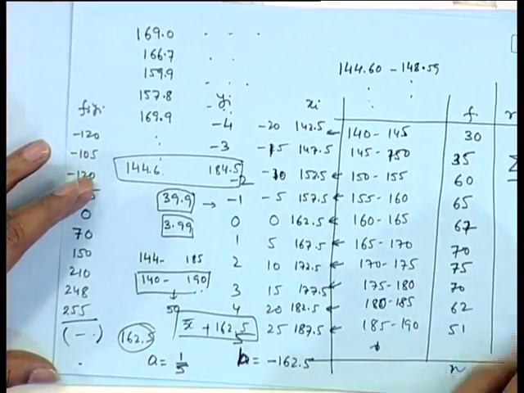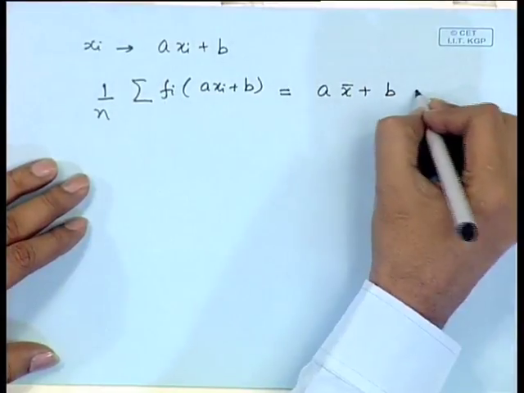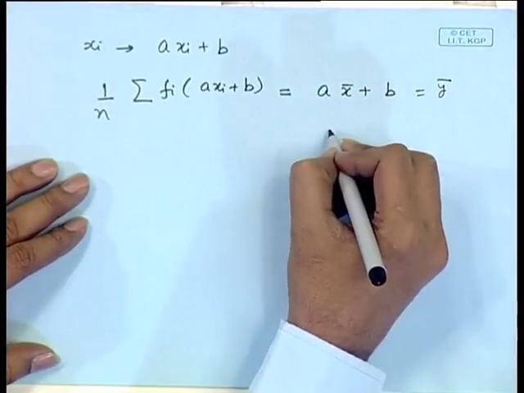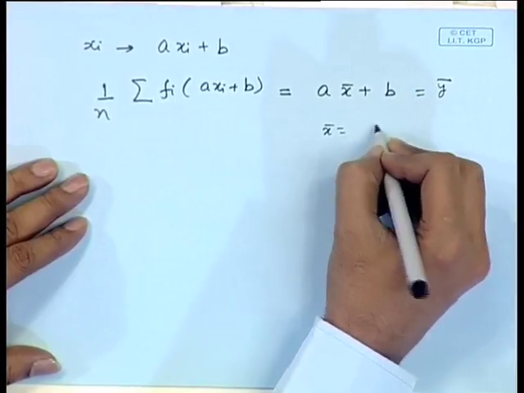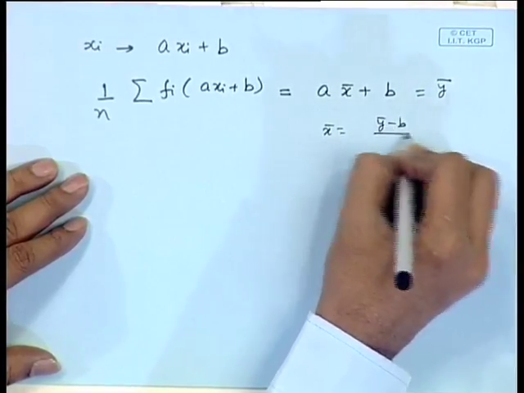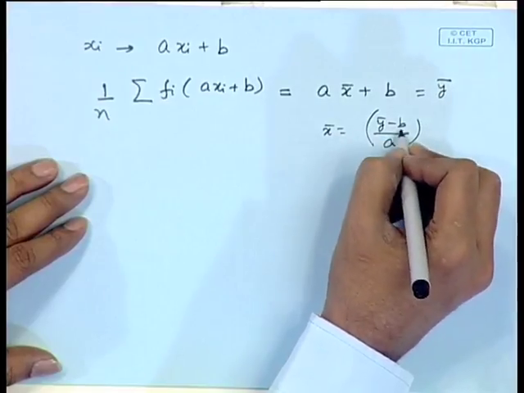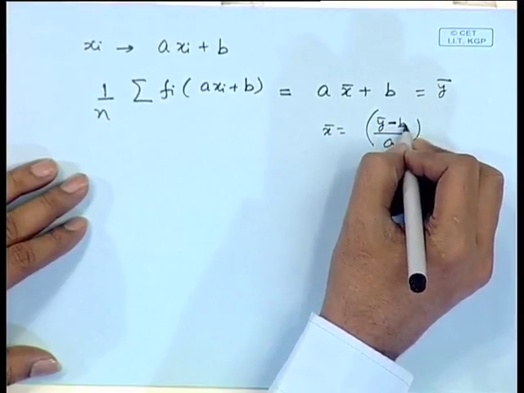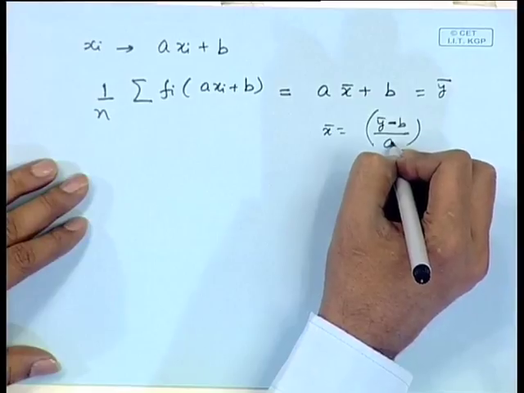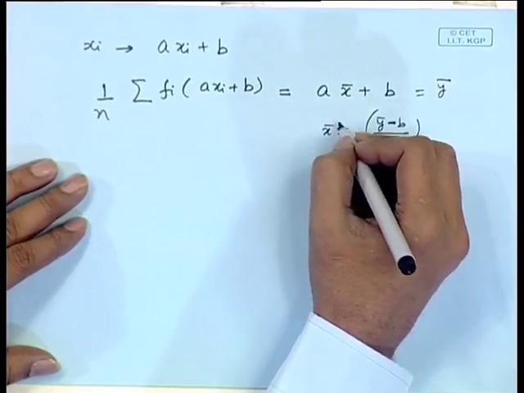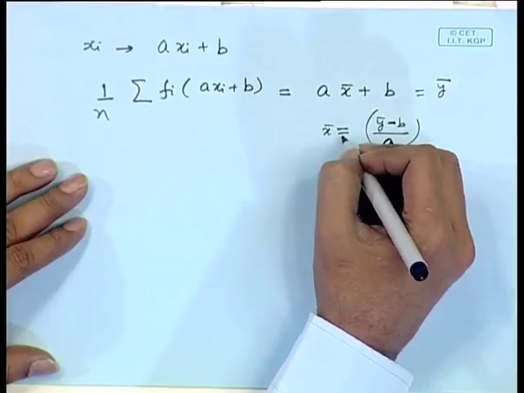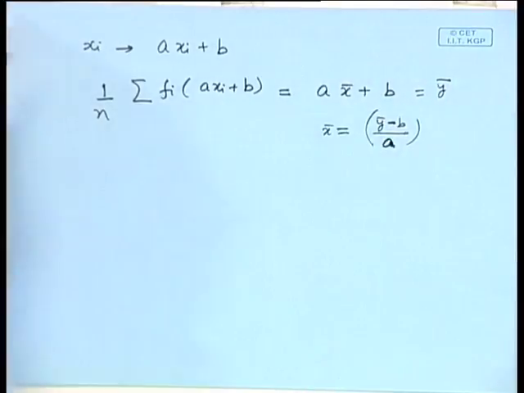So, then in the answer, what you do, if this is equal to y bar, then x bar is equal to y bar minus b by a. So, whatever answer is coming, we subtract b there and we divide by a, and the arithmetic mean of the original sequence will come.